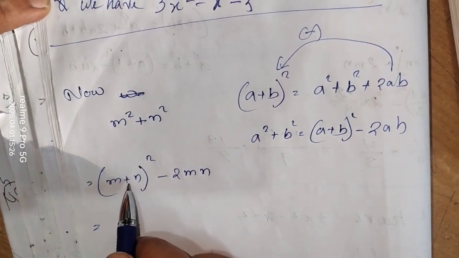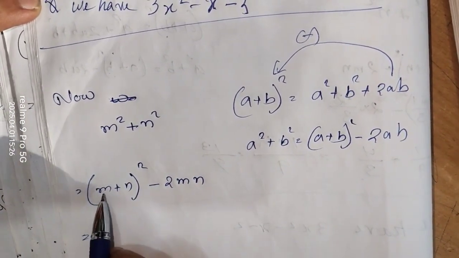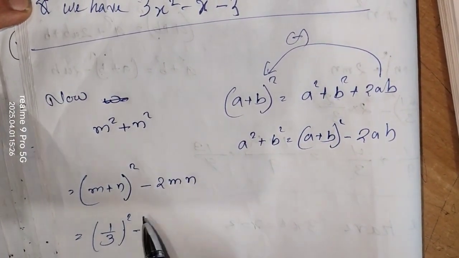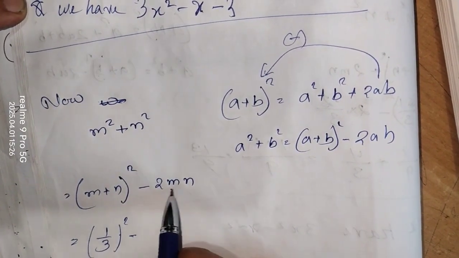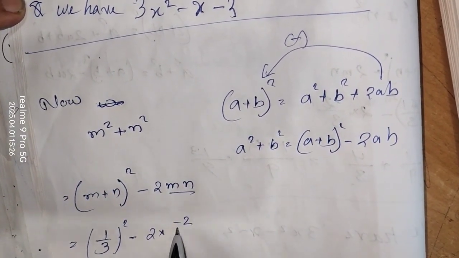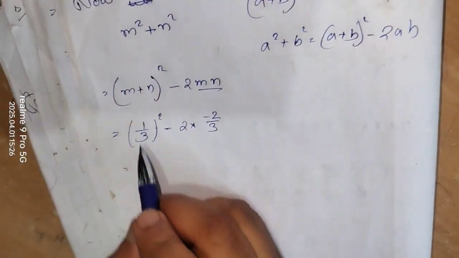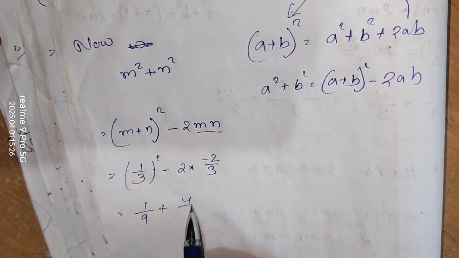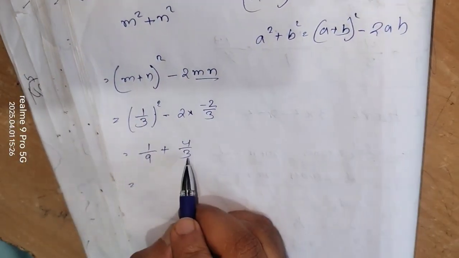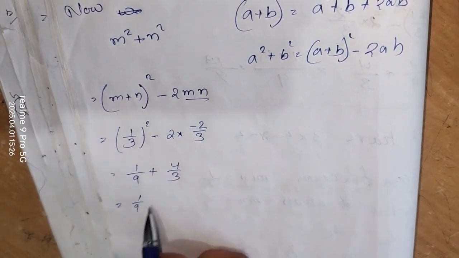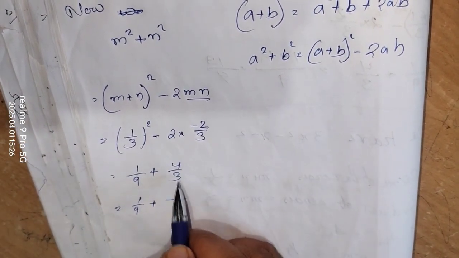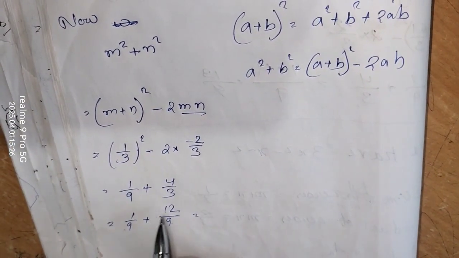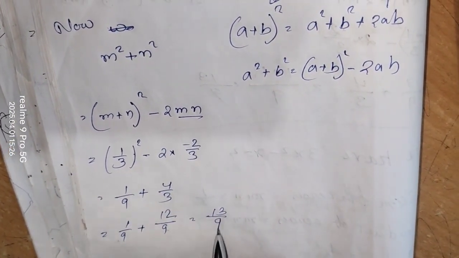We already got the value of m plus n, that is 1 by 3, squared, minus, and the value of mn is negative 2 by 3. So 1 square is 1, 3 square is 9, minus 2 into negative 2 by 3, negative negative positive, 4 by 3. It is 1 by 9 plus 4 by 3; if we make 3 into 9, the numerator becomes 12. So 12 plus 1, with the denominator the same, we can add the numerators directly: 13 by 9. Okay.